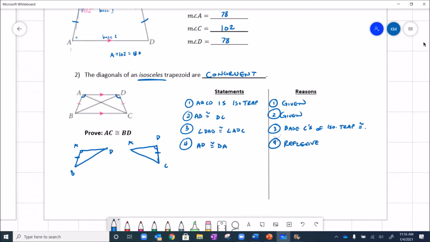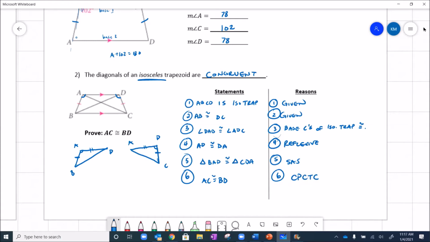Okay, and so what you should notice here is that we've proven that these two triangles are congruent to each other. So triangle BAD is congruent to triangle CDA because of side angle side. And so now I can prove that those diagonals, AC is congruent to BD because of CPCTC. Remember, that stands for corresponding parts of congruent triangles are congruent.